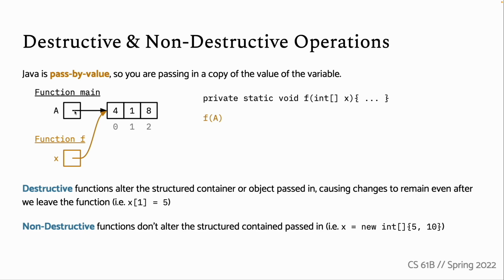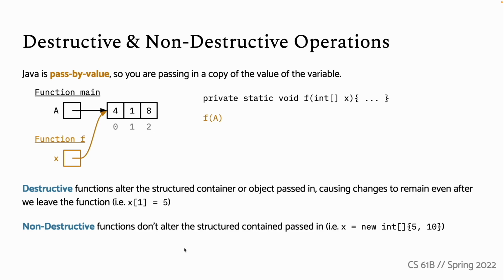Now, in all of my slides, I'm going to represent pointers as arrows because that's a good way to visualize. But you have to remember that in reality, pointers are, in fact, memory addresses. They're numbers. So what's in the square is an address to go find the structured container. So we're going to copy that address over into this x variable within function f, and now we have another pointer to the same object. So in that way, destructive functions are any functions that alter this object, because these changes will persist even after the function is done running.